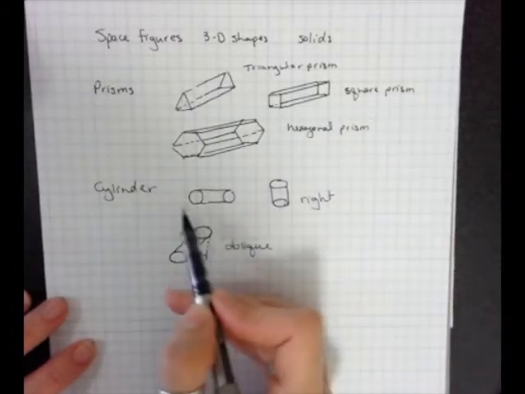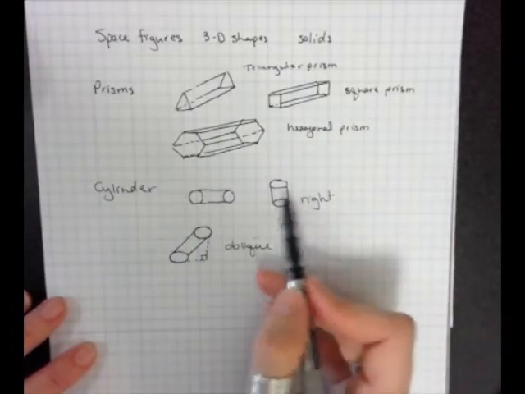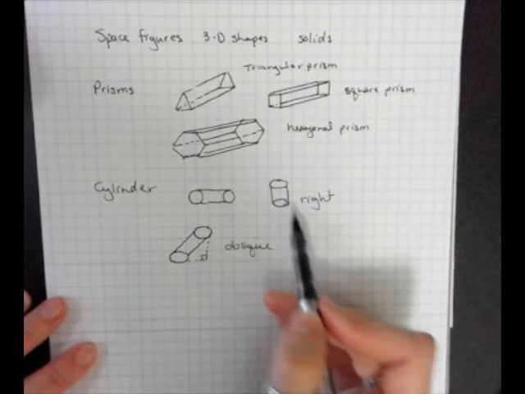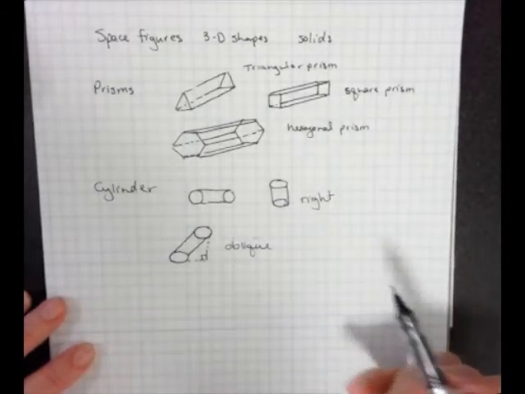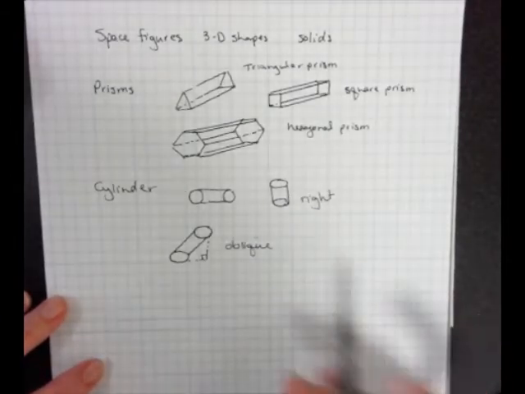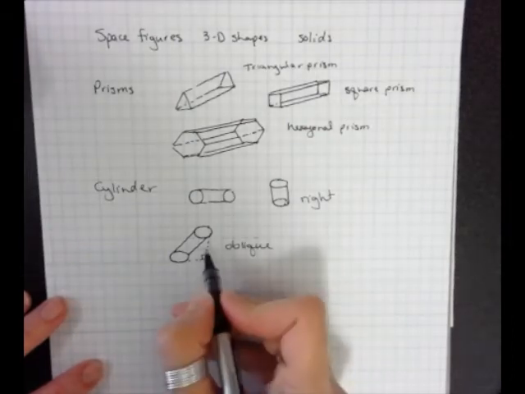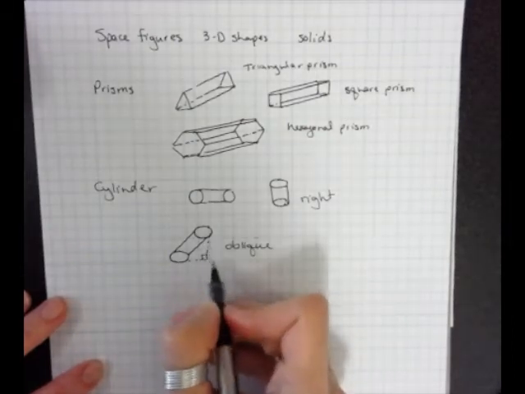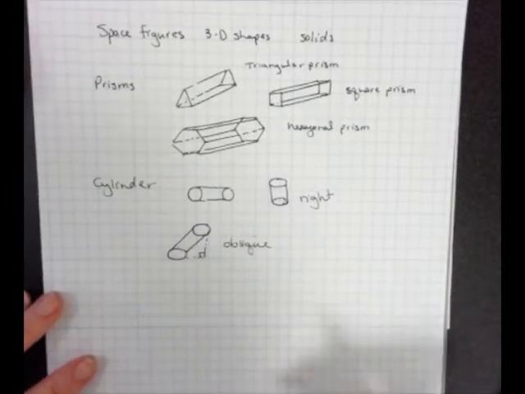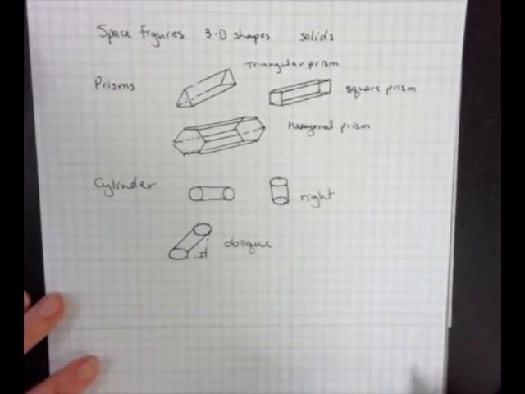Then we have cylinders. I can draw a cylinder on its side, or I can draw a similar cylinder on its base. This is called a right cylinder, and it's the one that we always kind of see. There's also one called an oblique cylinder, and that means the height is kind of outside of the cylinder, and we'll talk much more about that in class.